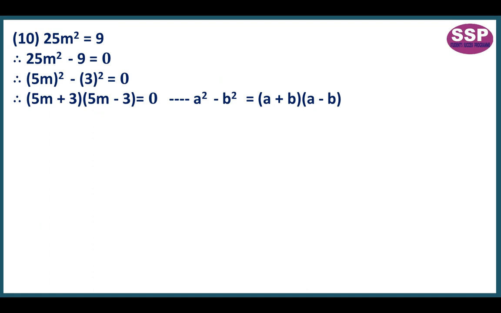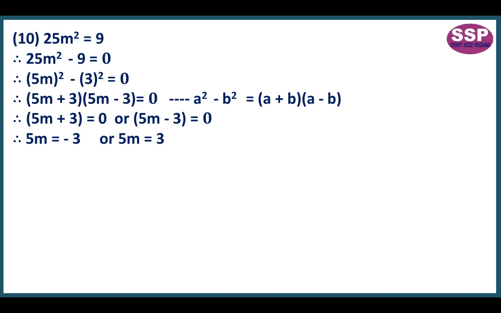Now product of two brackets is equal to 0. Therefore we can write 5m plus 3 equal to 0 or 5m minus 3 equal to 0. Therefore 5m equal to minus 3 or 5m equal to 3. Therefore m is equal to minus 3 upon 5 or m is equal to 3 upon 5. Okay. Now next problem. 7m square is equal to 21m.